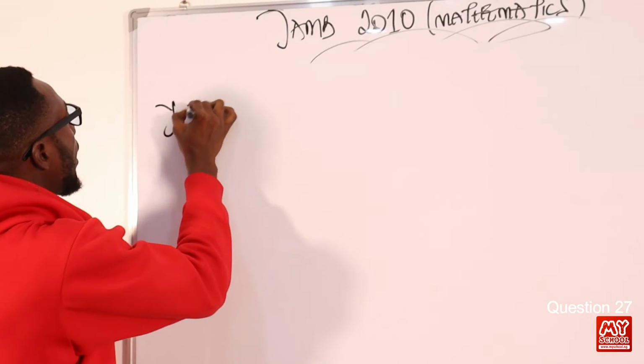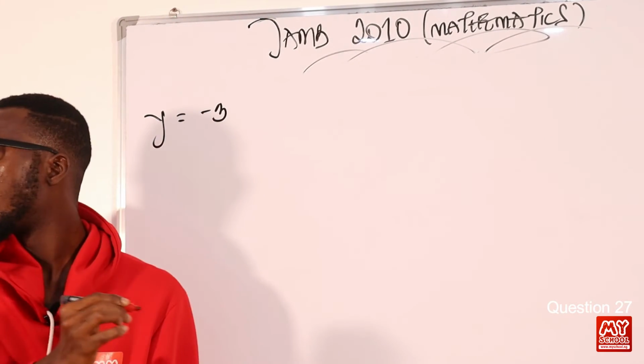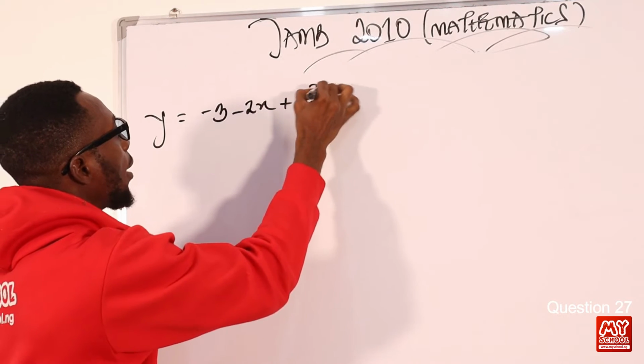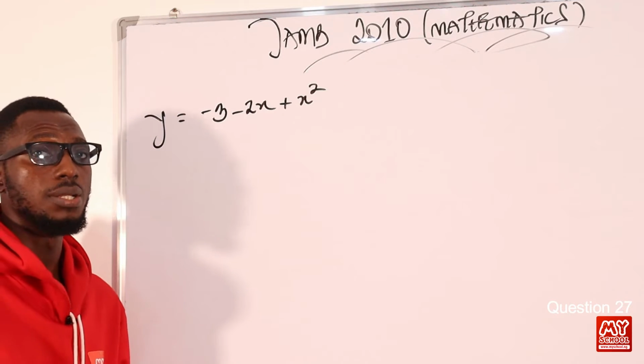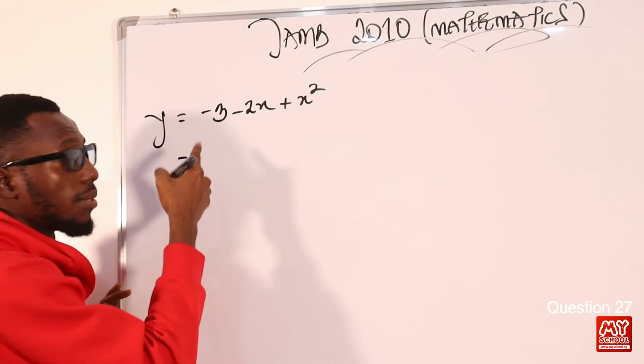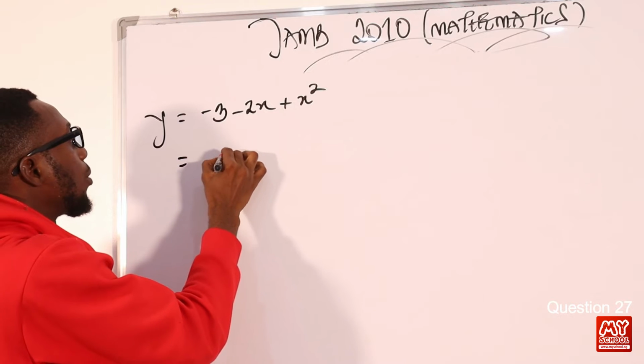So I have y equals minus 3, then I have minus 2x, plus x squared. So what do I have to do? I have to differentiate. If you differentiate a constant, it becomes 0. So this is 0, this is gone. If I differentiate this, I should have minus 2.